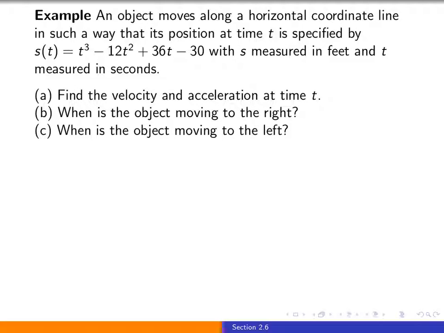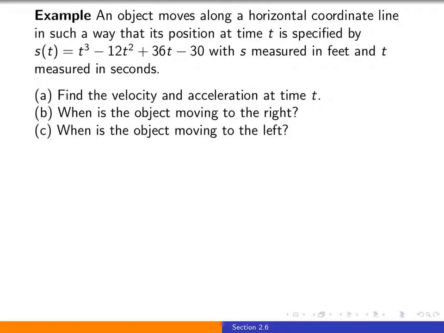An object moves along a horizontal coordinate line in such a way that its position is specified by the function s of t. So the really important thing to take away here is not necessarily what the first two sentences are telling us, but just that s of t is the position function of an object. S is measured in feet, t is measured in seconds.